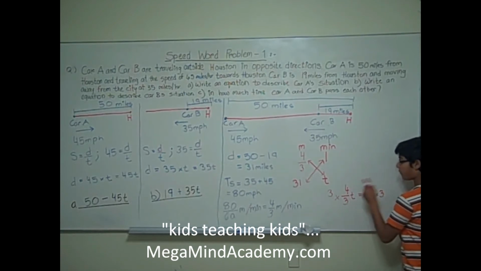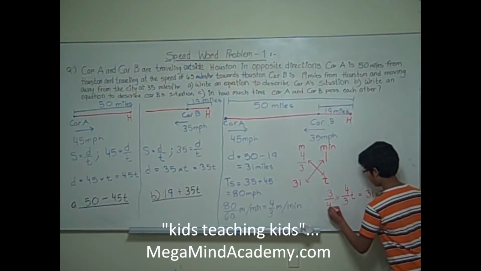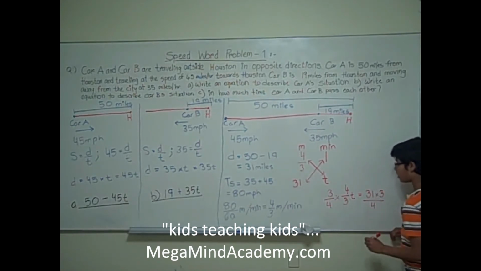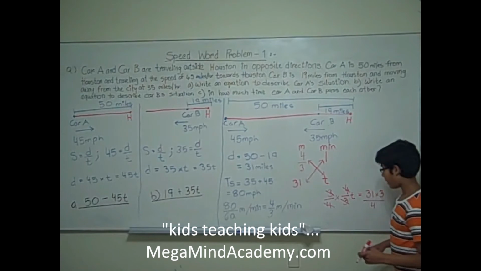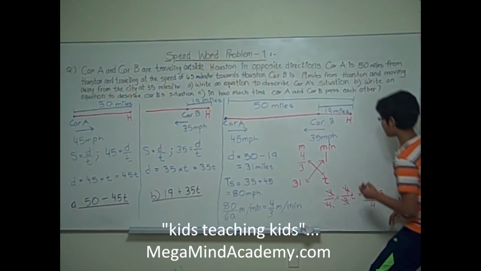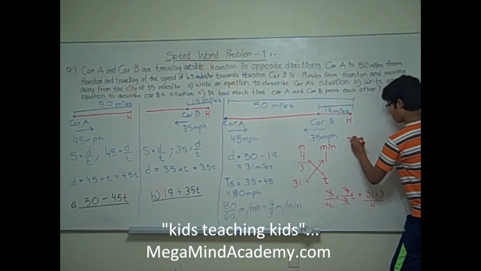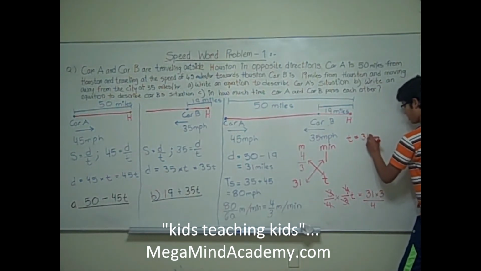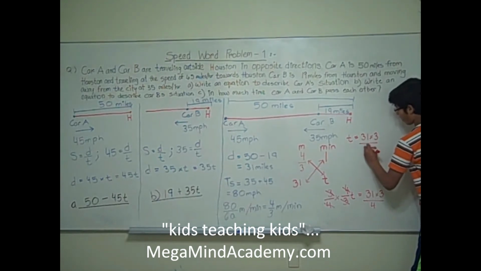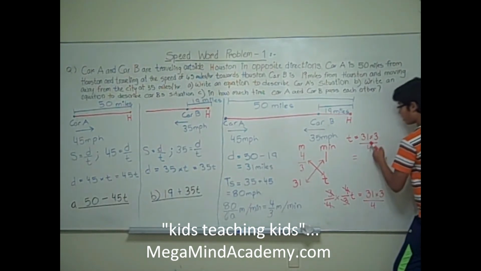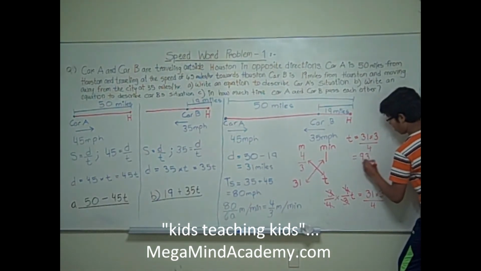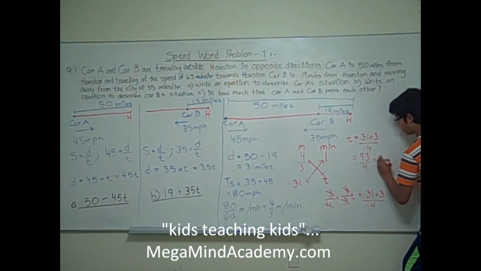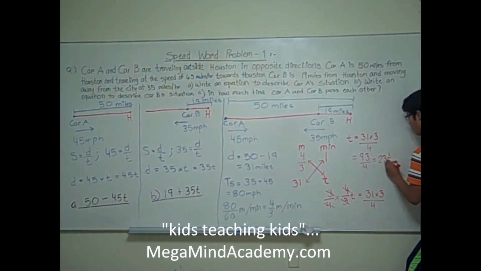Now we have to get rid of the 4. So we divide by 4 on both sides. So the 3 cancels out with the 3 and the 4 cancels out with the 4. And we get that T is equal to 31 times 3 over 4, which is equal to 93 over 4, which is equal to 23 and 1/4.